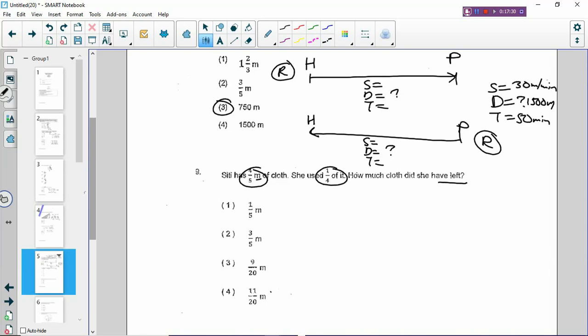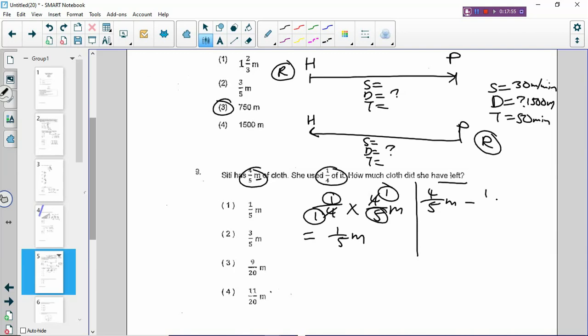You need to find how much she used, which is 1/4 of the cloth, and the cloth is 4/5 meter. Then you cancel, divide by 4, and you circle those numbers you cannot cancel. You get 1/5 meter, which means that she used 1/5 meter. And then how much cloth did she have left? Then you can take the 4/5 meter and minus 1/5 meter. So now both fractions have the same unit, so now you can subtract, and you will get 3/5 meter left, which is your answer number 2.